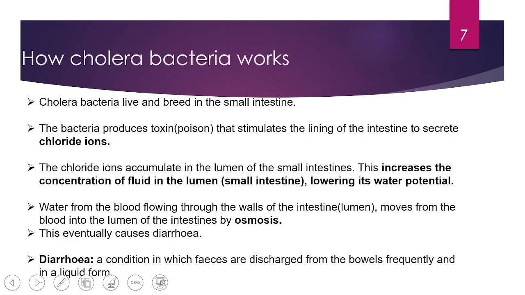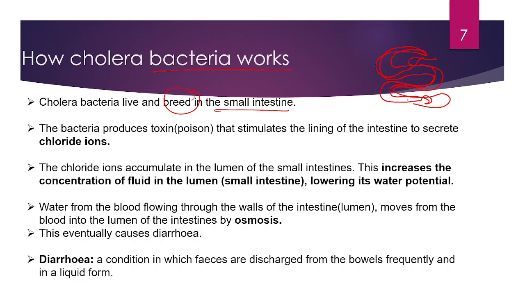How does the cholera bacteria work? It lives and breeds in the small intestine. The small intestine could look something like this. Forgive me for my drawing, I am no expert in this. I'm trying. I'll just explain. The bacteria produces a toxin that stimulates the lining of the intestine to secrete chloride ions.